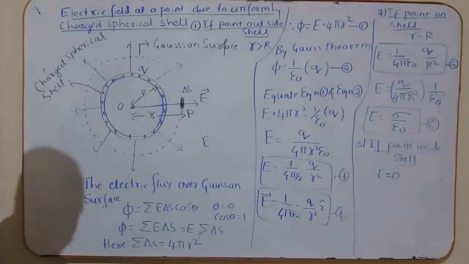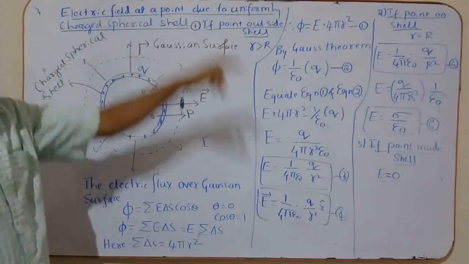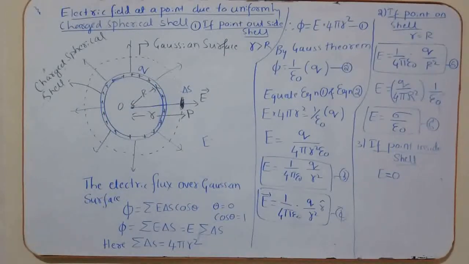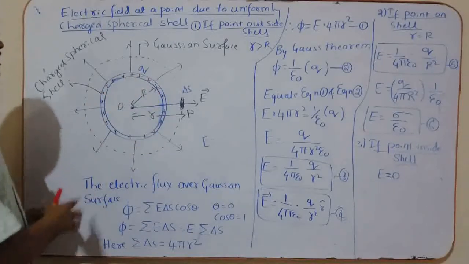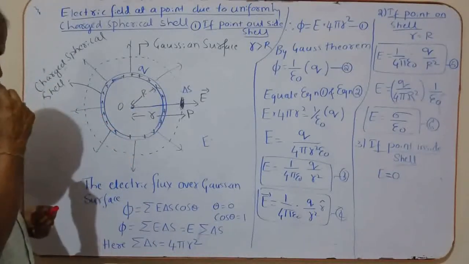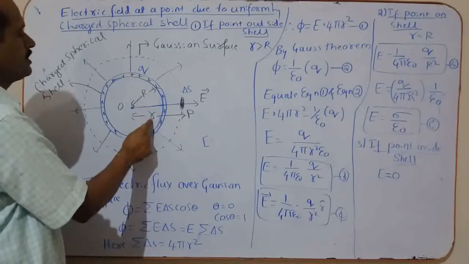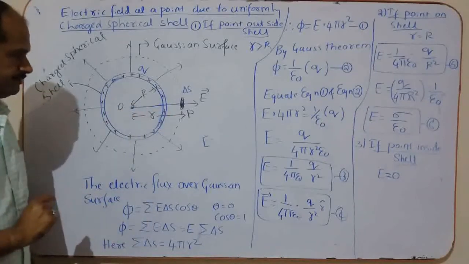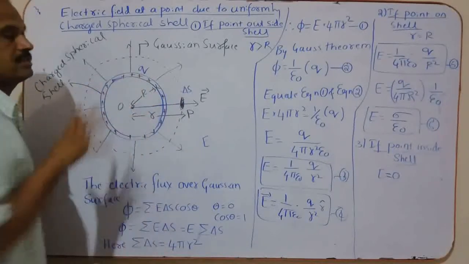I want to explain the last point in this chapter. That is the electric field at a point due to a uniformly charged spherical shell. Shell means inside is a gap. That is a shell here. It is uniformly charged with a charge Q of radius capital R. O is the center of the spherical shell. Now it is charged with the charge Q. Now P is the point at a distance r from the center of the spherical shell. Now you obtain the expression for the electric field at this point due to the charged spherical shell.